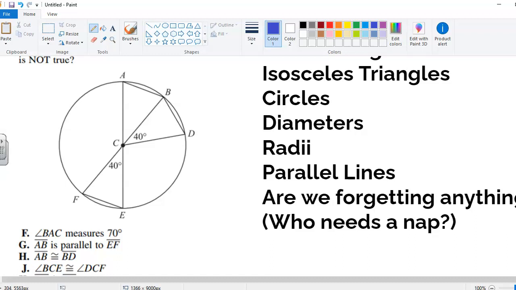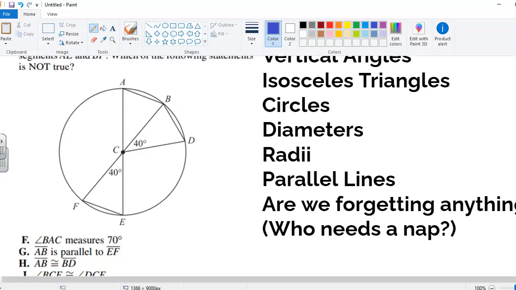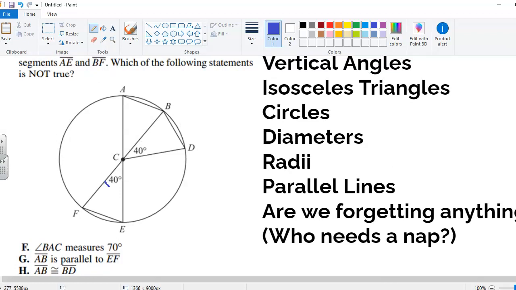First of all, we haven't talked about vertical angles yet, but it's good to talk about vertical angles. Anytime you have two lines that cross each other, you can go opposite and know that they're going to match. So it turns out this angle has to also be 40 degrees. Okay.